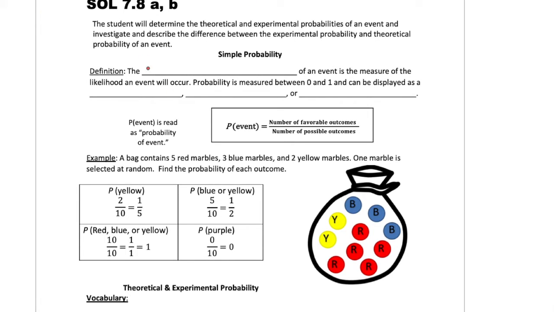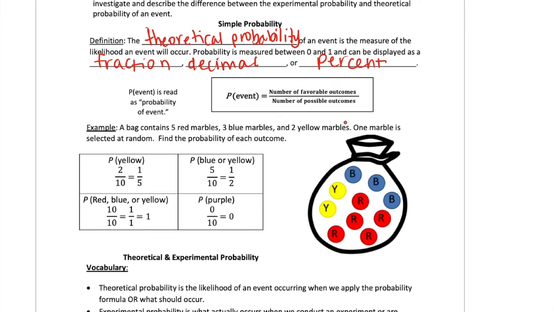So the theoretical probability of an event is just the measure of the likelihood that it will occur. So the theoretical probability is the definition here. And probability is always measured between 0 and 1, and it can be displayed as a fraction, decimal, or percent. So you might see it in any of those forms there. You're going to be seeing something like P, parentheses, and then whatever they're asking for what's going to occur. That's just read as probability of the event. The way it's calculated is you put the number of favorable outcomes over the number of possible outcomes.